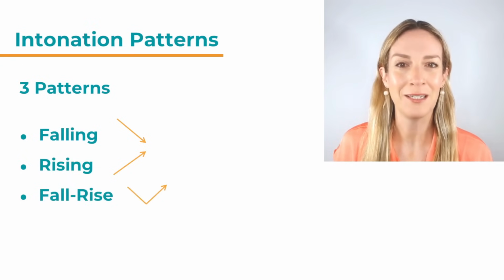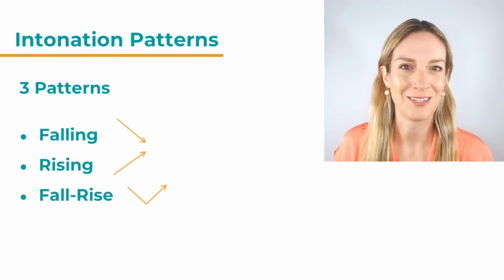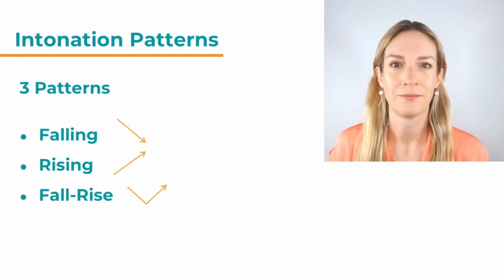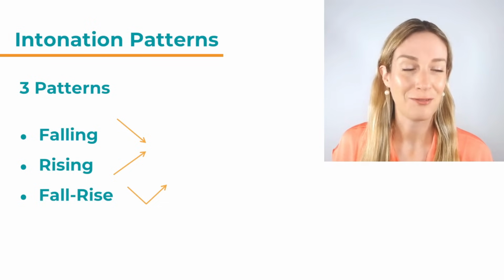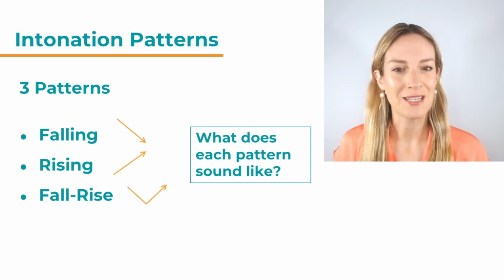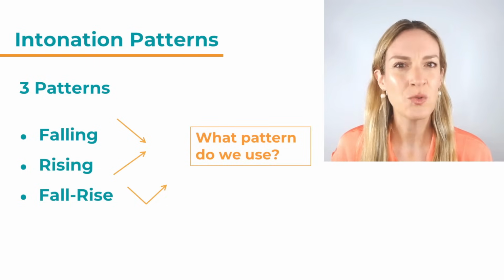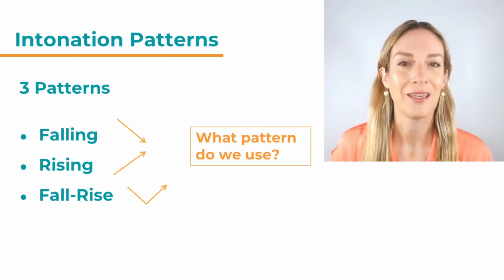And number three, we could also have a combination of a falling rising intonation. Again, I'm going to give you an example. A falling rising intonation. I'm going to give you more examples in a moment. Now, the question of course is, what does each pattern sound like in sentences? And also, what pattern do we use and when? And that's what we're going to find out in this video.